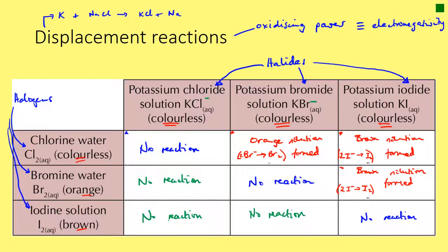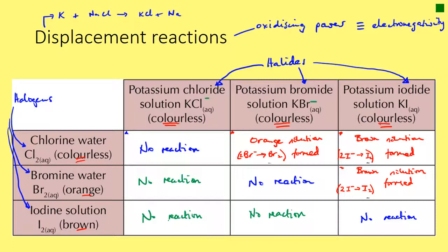So just don't get confused with the colours, because although iodine as a solid is grey, in solution it's brown. So that's why we've got brown solutions here. Okay, so that's that. Now let's move on to the last row, the iodine solution row.